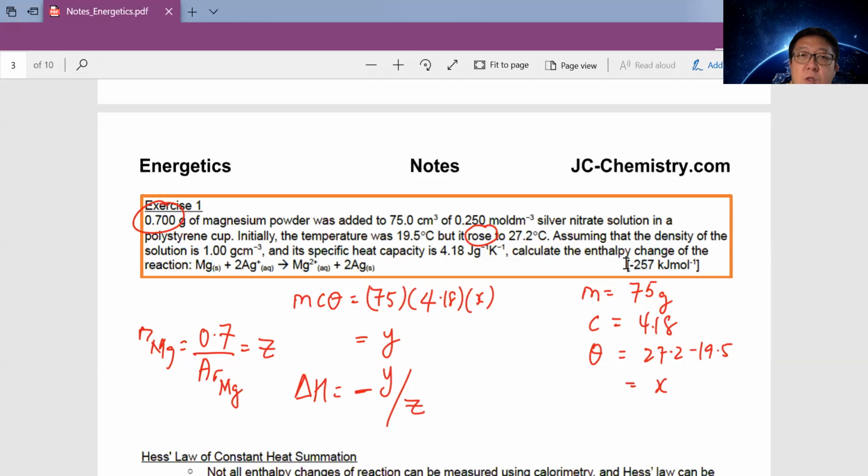Because this is kilojoules, your answer here is in joules. So your answer here, you must divide by 1000 to convert back to kilojoules per mole minus 1. Okay.